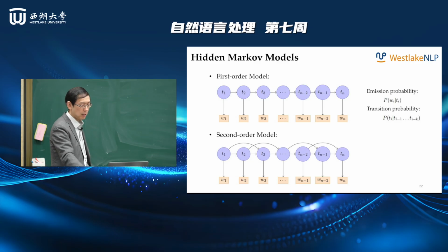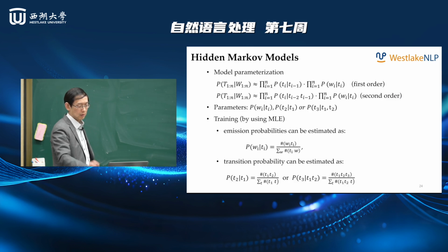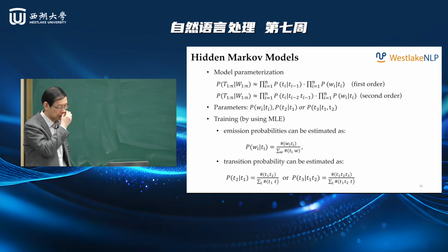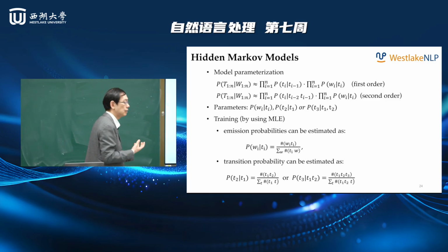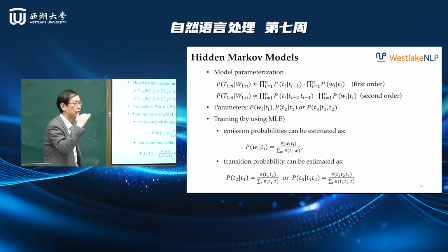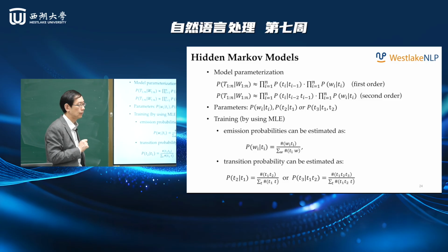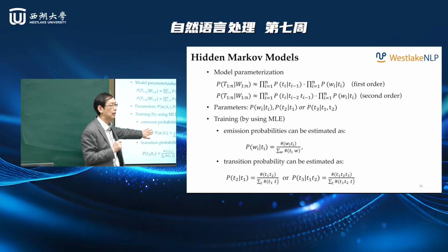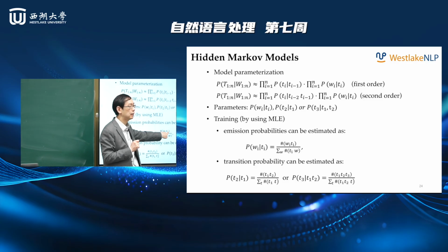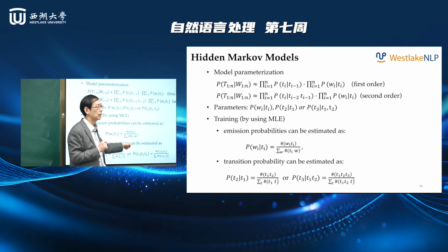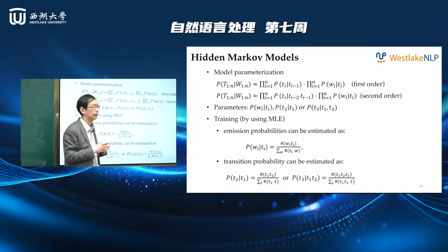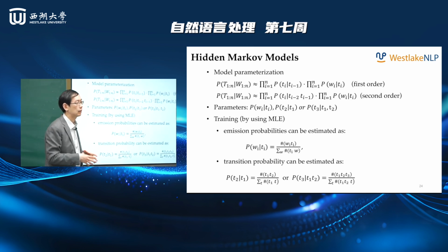And I already mentioned to you how to train such models. We have two types of parameters. One is emission probability, one is transition probability. And both of them can be trained by counting relative frequencies, okay, when we have the word tag data. So how do we train the probability of a word given a tag? So we count the number of times in our data set this word is given this tag, divided by the number of times we see this tag in the data set, right? So that's how we train a conditional probability.